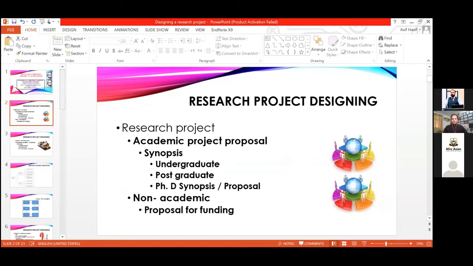The other component of research designing is non-academic. Non-academic means we are involved in designing a project related to other fields, like when we want to do operational research or action research, or other research not related to our educational requirement.